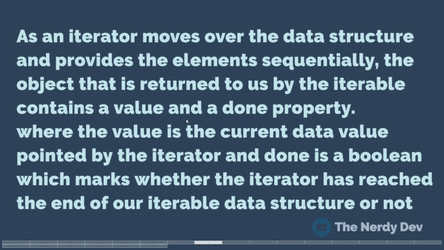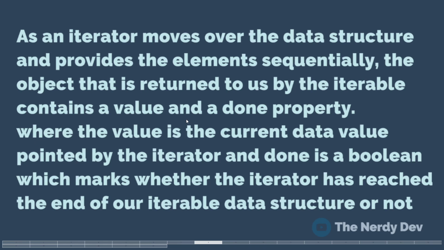So now we know that an iterator moves over the data structure or your iterable and provides the elements to us in a sequential order. The object that is returned to us by the iterable contains a value and a done property, as I explained in the diagram, where value is your current data value pointed to by the iterator, and done is a boolean which marks whether the iterator has reached the end of our iterable data structure or not. So as discussed, if we have reached the end of the data structure, the iterator will stop giving more values. Otherwise you can call next each time to get a new value.